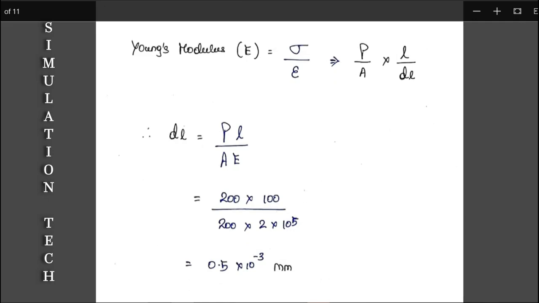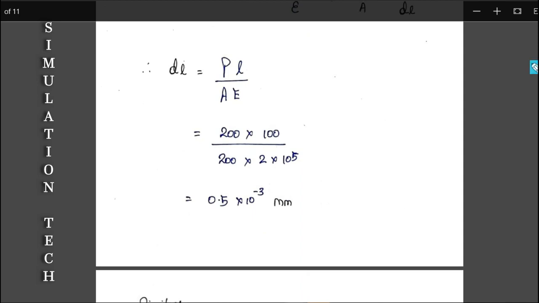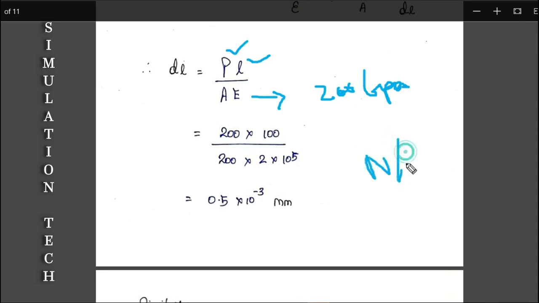Let's substitute all the known values, because we know P, L, A and E. A is 2 into 10 to the power of 5. They give us 200 GPa, so we need to convert this value into Newton per mm square. 200 GPa in Newton per mm square is 2 into 10 to the power of 5. After simplifying this, we get a value of 0.5 into 10 to the power of minus 3 mm, right?